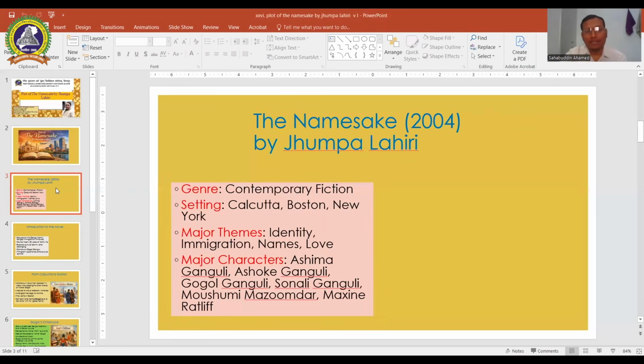The novel, The Namesake, was first published in 2004, and the novel is a contemporary fiction. The novel is set in the places that is Calcutta, Boston, and New York. Major themes of the novel are identity, culture, immigration, love, name, and the major characters of the novel are Ashima Ganguly, Ashok Ganguly, Gogol Ganguly, Sonali Ganguly, Moushumi Majumdar, and Maxine Ratliff.